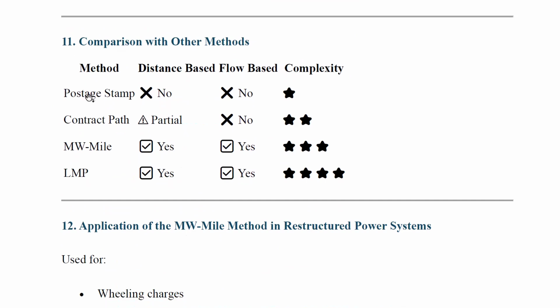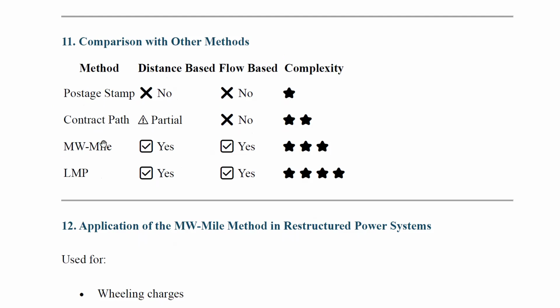If you take the postage stamp method, contract path method, megawatt mile method, and locational marginal pricing, based on distance-based, flow-based, and complexity: the postage stamp method is not distance-based, not flow-based, and has little complexity. The contract path method is partially distance-based, not flow-based, and has two stars of complexity, a little more complex compared to postage stamp.